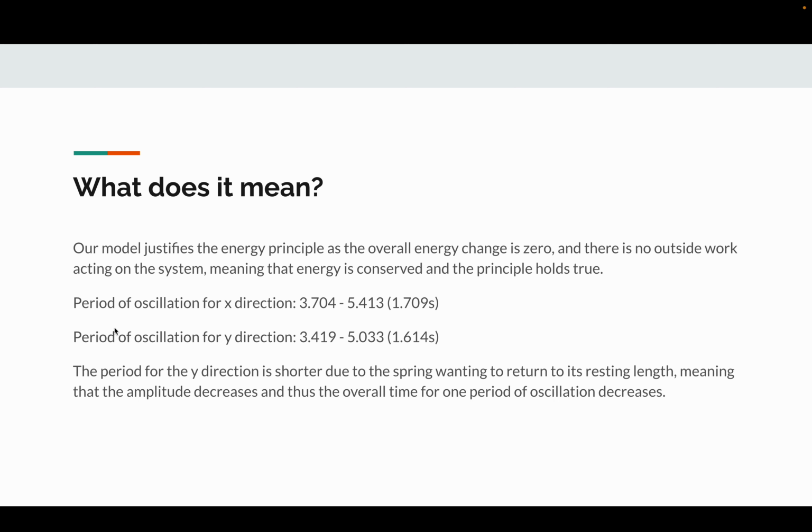And so we found the period of oscillation for the x direction using the timestamps 3.704 and 5.413, which is 1.709 seconds, and the period of oscillation for the y direction, which is 3.419 and 5.033, which is 1.614 seconds. And I thought that the period for the y direction was shorter due to the spring wanting to return to its resting position, meaning that the amplitude of the spring decreases, which therefore makes the period of oscillation decrease.